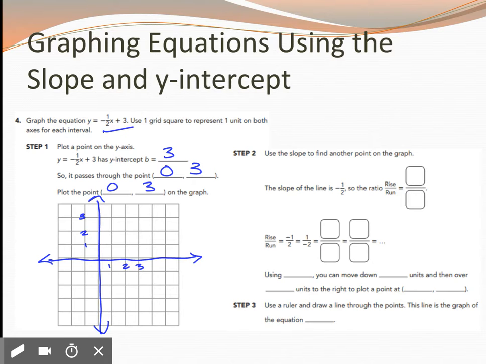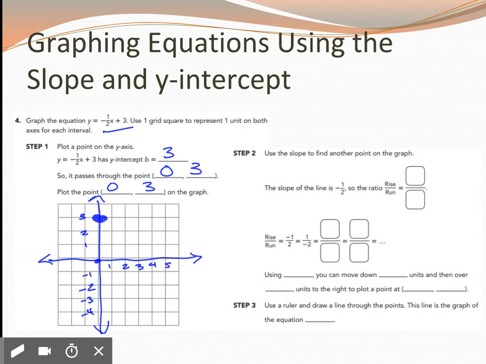If you want to label your lines, you can. You don't always have to, because if it's not labeled, my assumption is that every line equals 1. So anyways, I'm plotting 0, 3. I'm starting at my origin. Because my x is 0, I stay on the origin. Because my y is 3, I go up 3. So that's my first point.